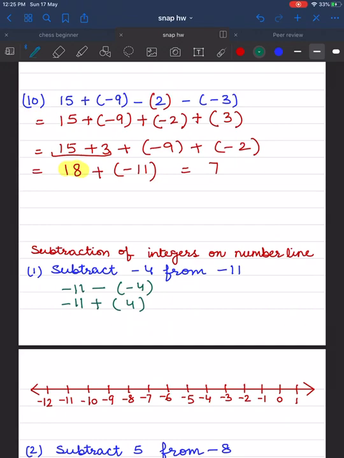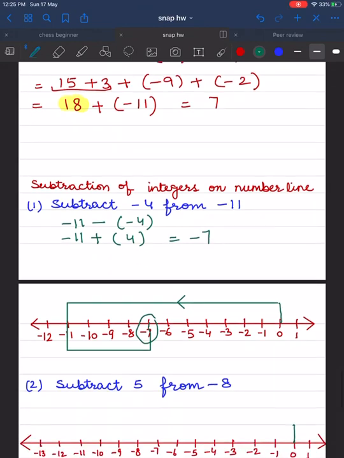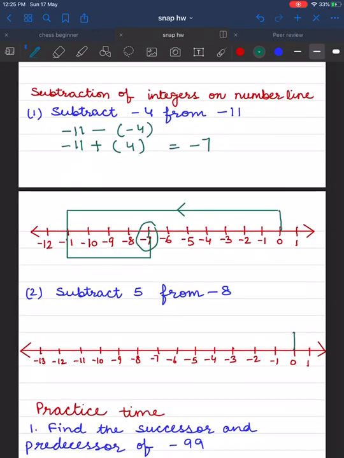Now we know the rule to add a positive integer. We have to move to the right side. Now the first integer is negative here, so I start from 0 and I move to the left side of 0, 11 steps. So I reach minus 11. Now I have to move to the right of minus 11, 4 steps. So I reach minus 7. So here I get minus 7.